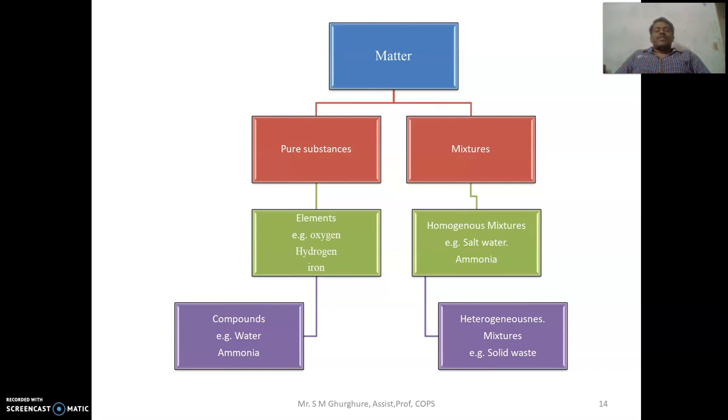Then the next point, matter is also classified according to its chemical nature. Matter is divided into two types. One is pure substances and the second one is mixtures. Pure substances are divided into two types: one is elements, the second one is compounds. Examples of elements are oxygen, hydrogen, iron. Examples of compounds are water and ammonia. Mixtures are divided into two types: one is homogeneous mixture, the second one is heterogeneous mixture.